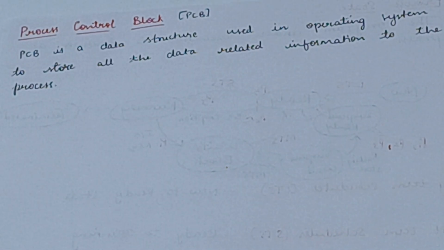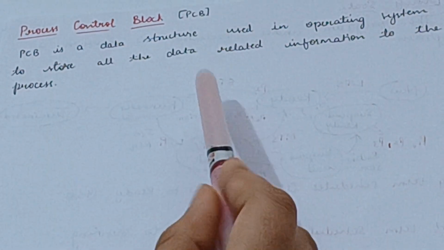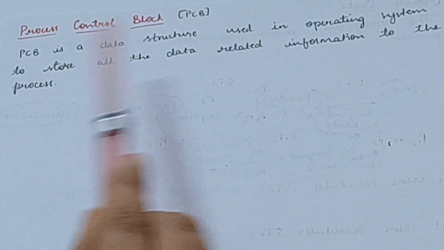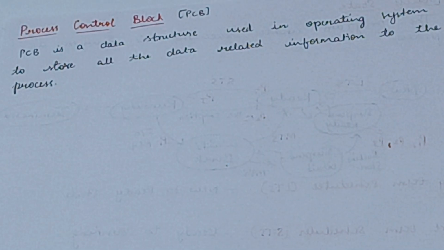Today's topic of discussion will be process control block. Whenever a process is created, apparently one process control block is also created. So what is process control block? Process control block is a data structure that is used in operating system to store all the information related to the process. Whatever data is related to the process will be stored in process control block.